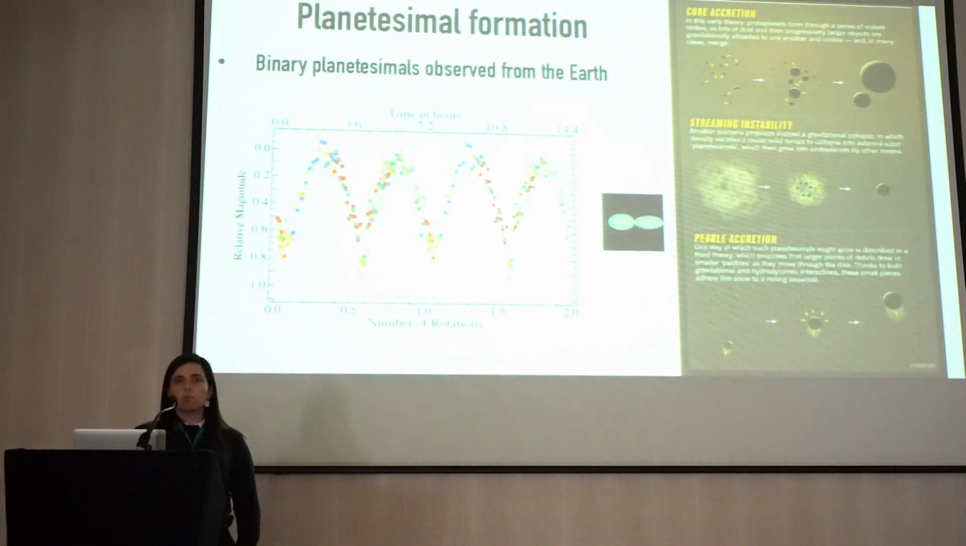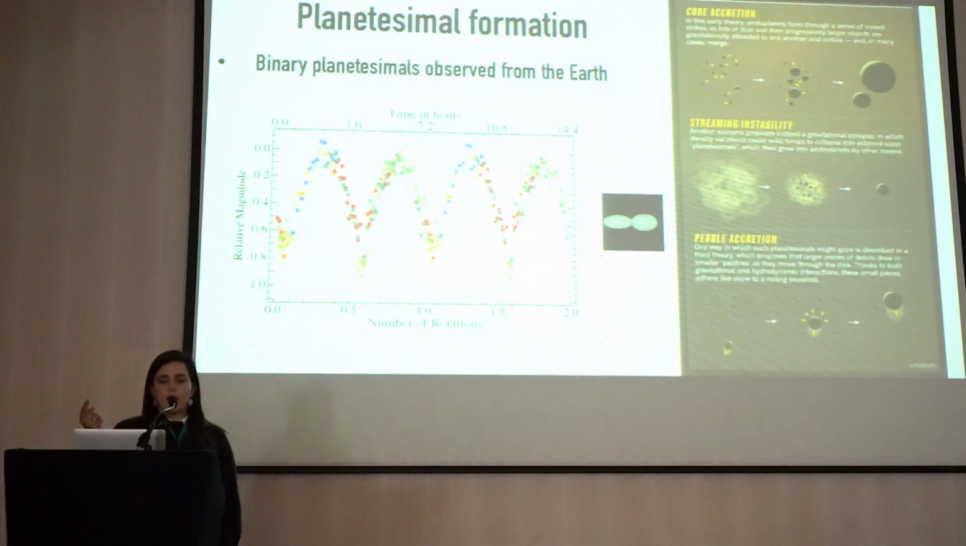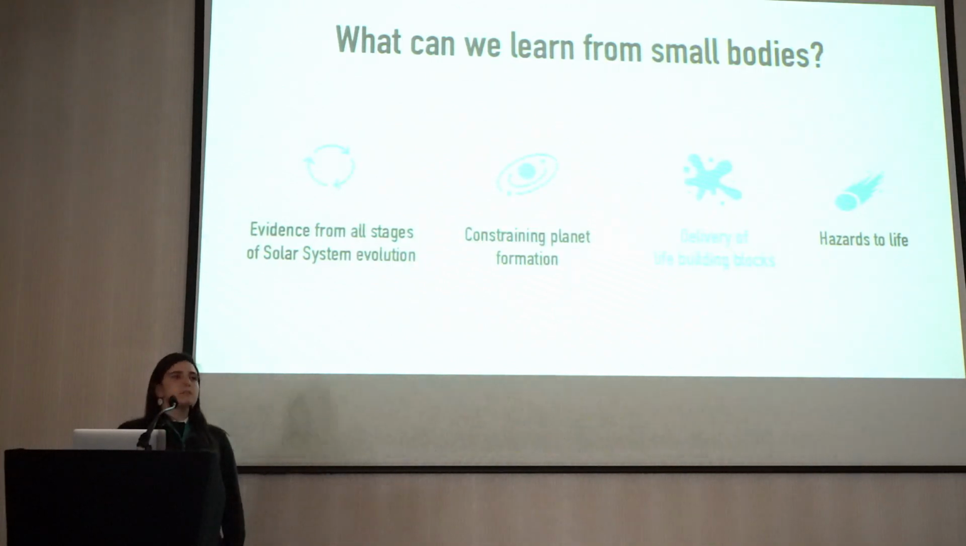And I've just thrown this in here because we can study objects also from the ground. So this is the rotational light curve of a binary object. We don't have to send spacecraft to find out everything about small bodies. We can study them from the ground very efficiently, and building the statistics on binaries, for example, in the Kuiper Belt, also helps us further constrain how they were formed. So this is the third point.